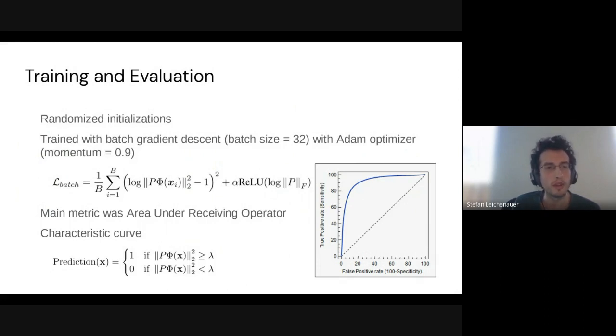And the area under the ROC curve, which takes into account all of the different choices of lambda, is a typical metric for determining the efficacy of these models. So now let's look at some examples.